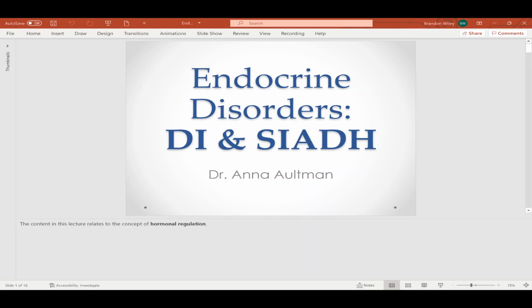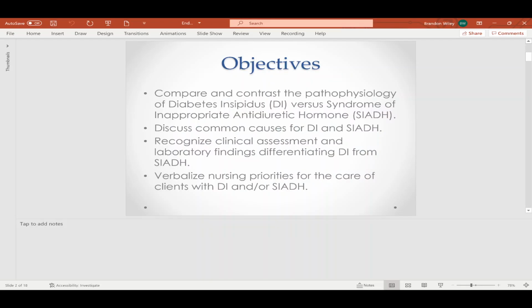These are our objectives. We're going to talk about what the difference between DI and SIADH is, and then we're going to discuss treatment goals for them, because there are two completely opposite disease processes, if that makes sense. So we're just going to do a little bit of anatomy starting off.